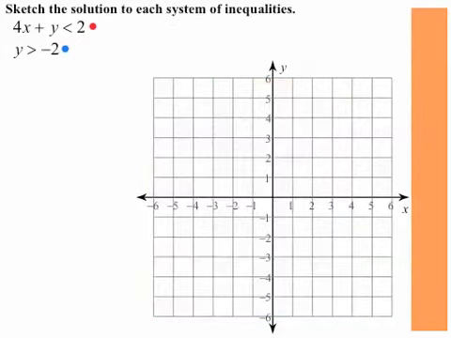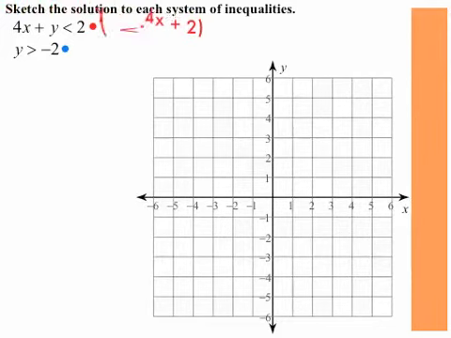The next one says we have 4x plus y is less than 2, and we have y is greater than -2. I can go ahead and solve for y in the first equation by subtracting 4x from both sides. So I'd have y is less than -4x plus 2, which means my y-intercept would be at +2. My slope would be -4 over 1.